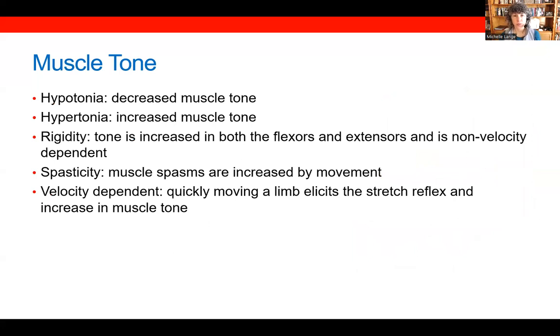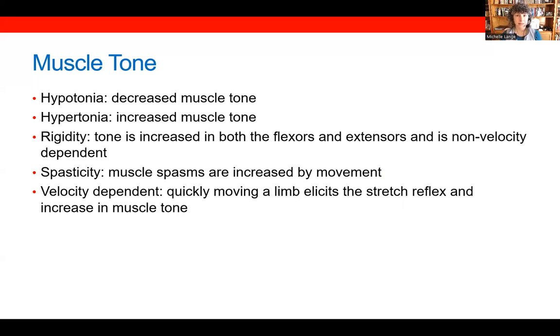Let's talk about some more terminology. Hypotonia means decreased muscle tone, where hypertonia means increased muscle tone. Rigidity is where there's tone on both sides of a joint, in both the flexors and extensors. So it feels the same, really, whether you are extending or flexing that muscle, and it's non-velocity dependent. It doesn't matter how quickly you move the muscle, it's going to have the same feel in terms of amount of tone, whether you move slowly or quickly.